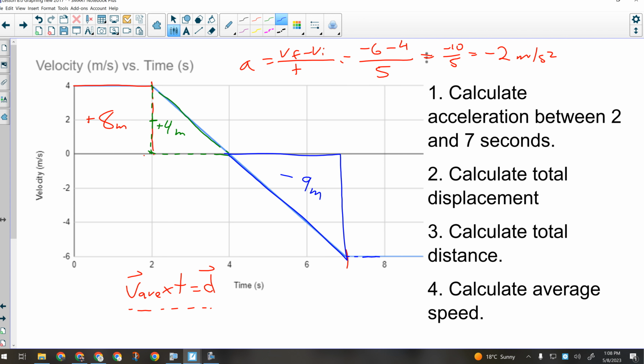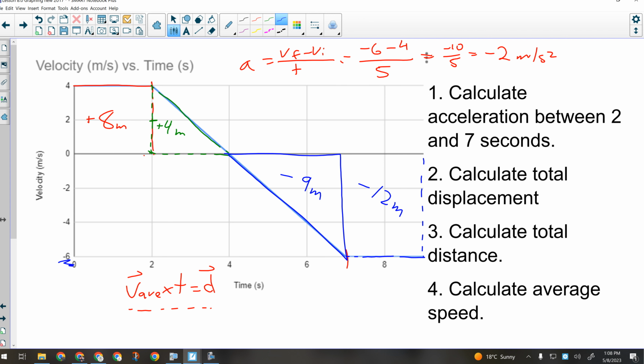And then for this last part, for the last 2 seconds, it's traveling at a constant velocity of -6 meters per second, for those 2 seconds. So -6 times 2 is -12 meters. Okay, is everybody okay with my analysis of that graph? I don't think I messed up any of the numbers this time.